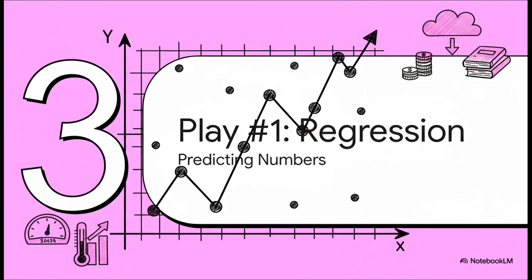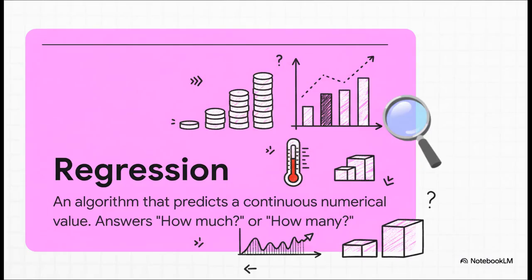First up to the plate is regression. This is the play you're going to call when your goal is to predict a specific number, something that can change along a continuum. Basically, regression is all about finding the relationship between different bits of information, so you can answer questions like how much or how many. It's all about forecasting a specific value on a spectrum.